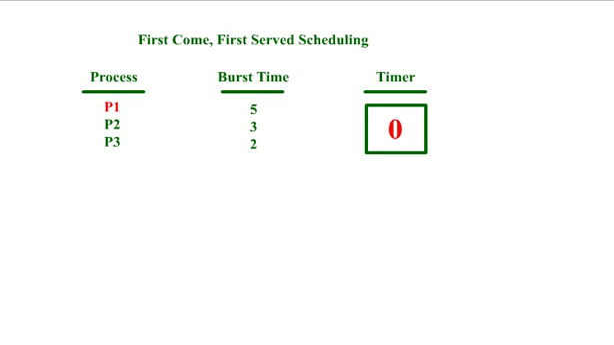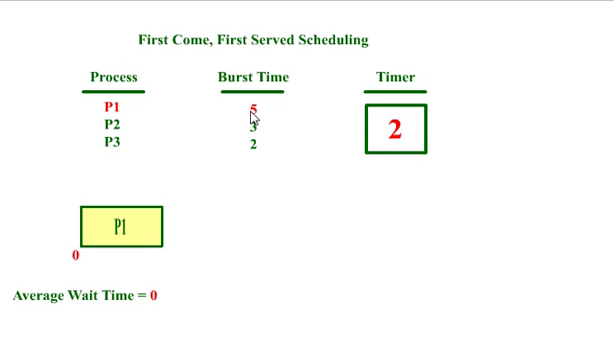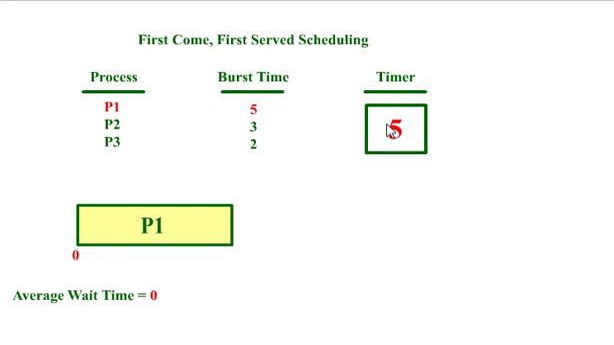If you see the animation, from time 0, process P1 starts executing. Now this process needs 5. So when this timer hits 5, the execution of process P1 will be completed. So just wait. Now the timer is 5 and this process execution is completed.